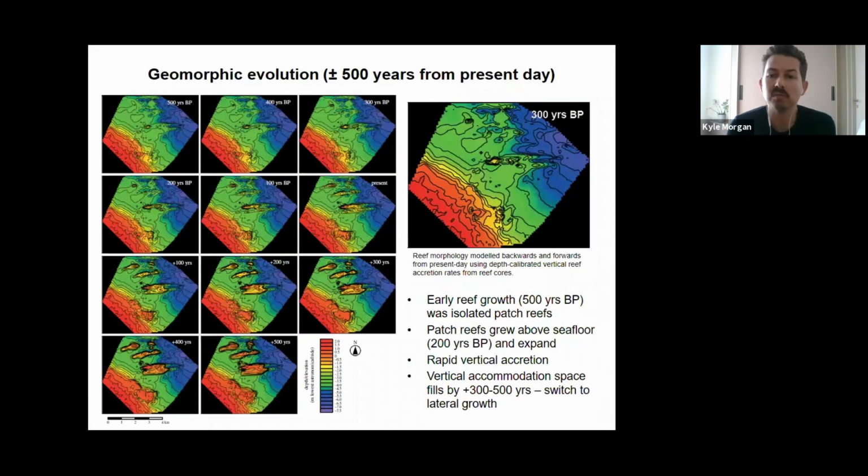If we project morphological changes going forward into the future, what we can see is that these reefs are going to fill their vertical accommodation space by plus 300 to 500 years into the future. They're going to become sea level attained, develop reef flats, and then start to switch to lateral reef growth as the main function of reef development.